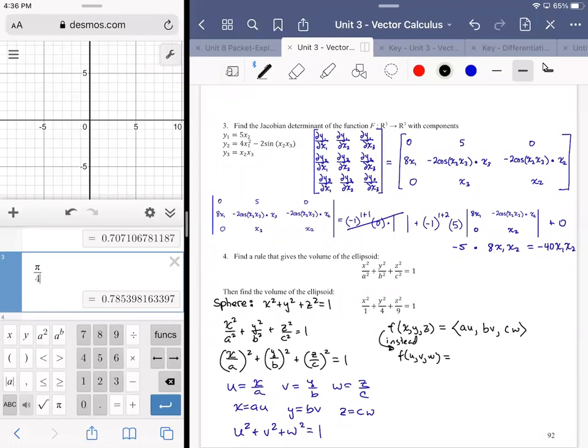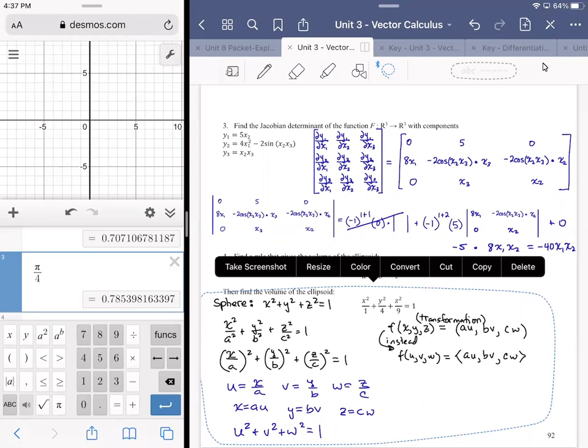I'm sorry, this is a transformation, so there should be parentheses. So this would be a transformation. We would now have a vector that would be aU, bV, cW, where the independent variables again are U, V, and W, and a, b, and c are the scalars of those values. So that transformation allows us to make it a whole lot cleaner. Then what I can do now is find the Jacobian of this function for any value along its surface.